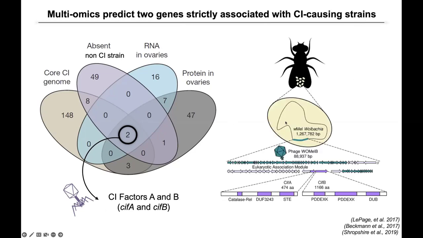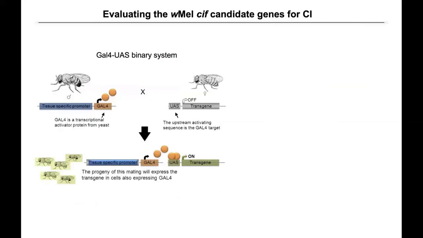To give you a zoom-in view, if this is your Drosophila host that is infected with Wolbachia cells, in the Wolbachia genome, you have a phage genome integrated. And in this phage, you have these two genes, CIF-A and CIF-B, which we will be talking about in the next slides. To understand if these candidate genes are actually causing CI or not, they used a Gal4-UAS binary system in Drosophila. These genes come from Wolbachia-encoded phages, and since Wolbachia cannot be cultured, we could not use transgenics in Wolbachia, but instead they expressed these genes in the Drosophila system.